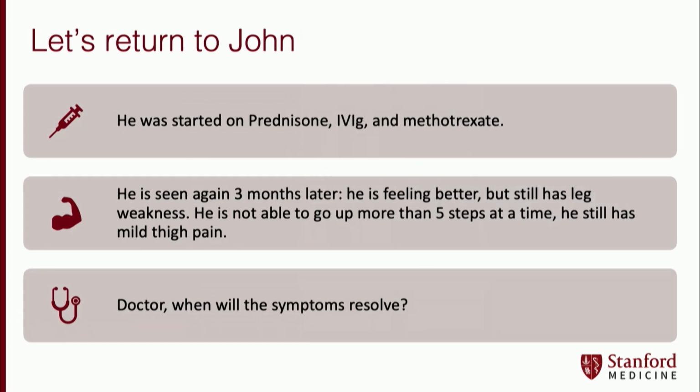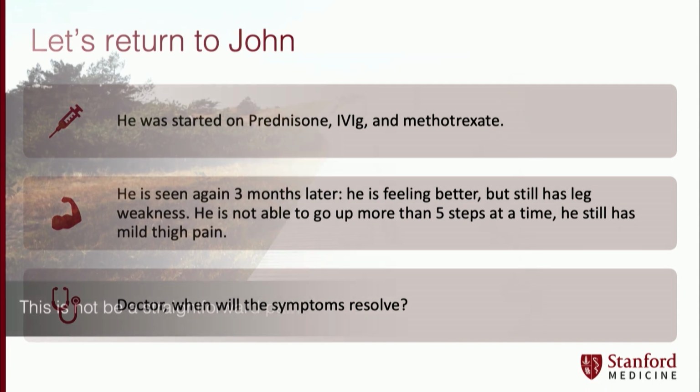So let's return to John. He was started on prednisone, IVIG, and methotrexate. He's seen again 3 months later. He's feeling better, but he still has leg weakness. He's not able to go up more than 5 steps at a time, and he still has a little bit of thigh pain. So he says, "Doctor, when will these symptoms go away? When will I be cured from this disease?"